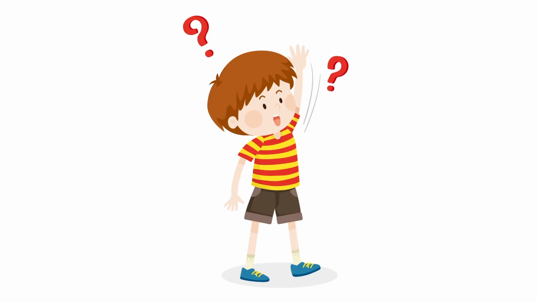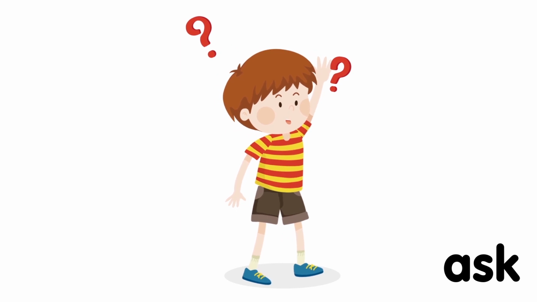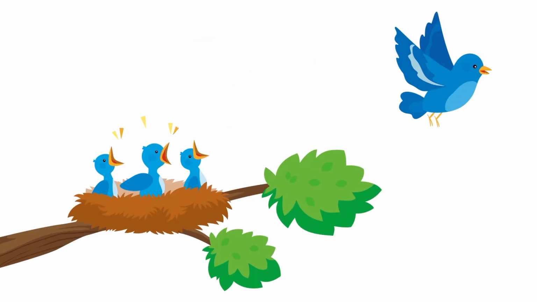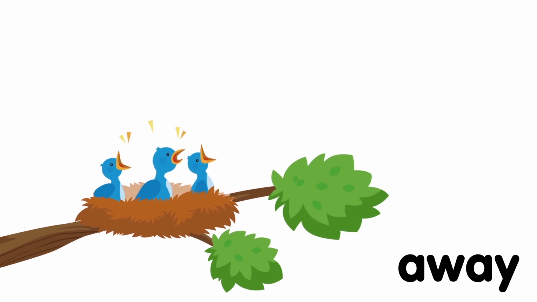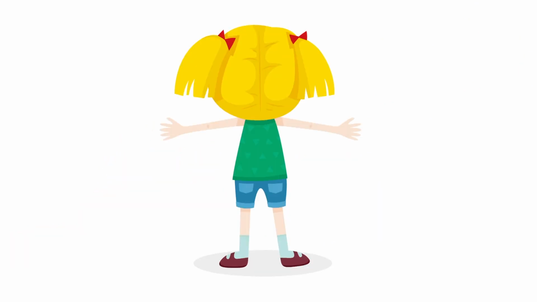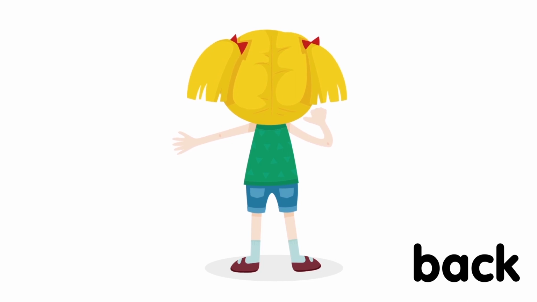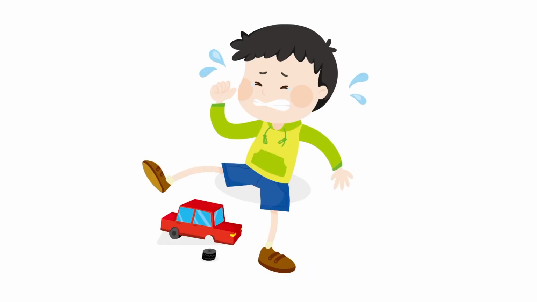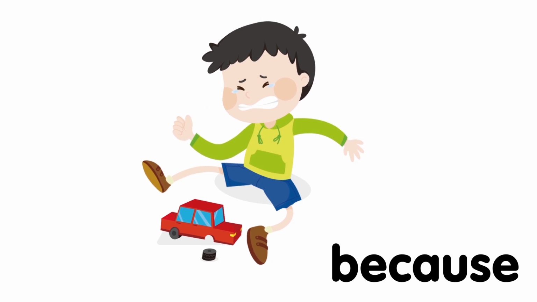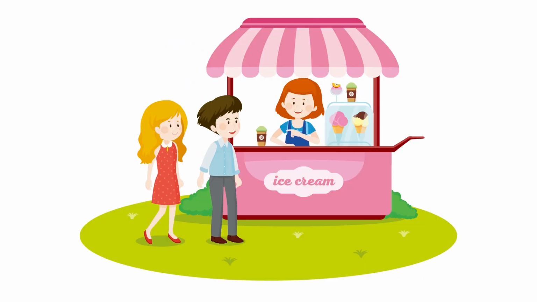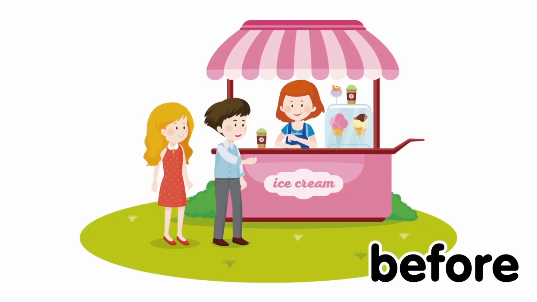What does the boy want to do? The boy wants to ask a question. What does the bird do? The bird flies away. What does the girl show? The girl shows her back. Why does the boy cry? The boy cries because his toy broke. Where is the man? The man is before the woman.